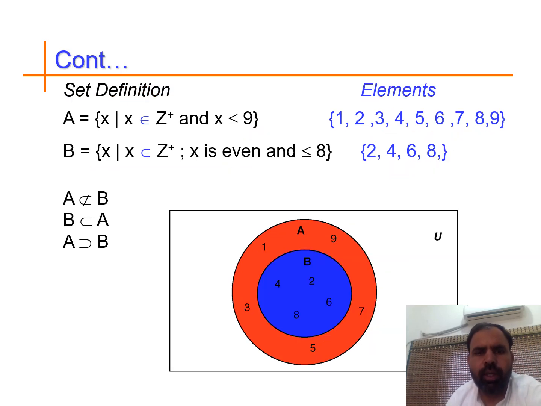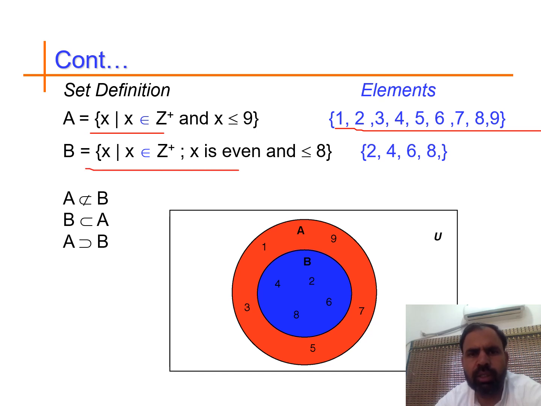Another example you can see here: if A is the set of integers which are less than or equal to 9, so these elements are 1 to 9, and if B is the set of even integers less than or equal to 8, these are 2, 4, 6 and 8, and these are all contained in A. So this is set A and it contains B. So B is the proper subset of A and A is the proper superset of B. A is not a proper subset of B. A is a superset.